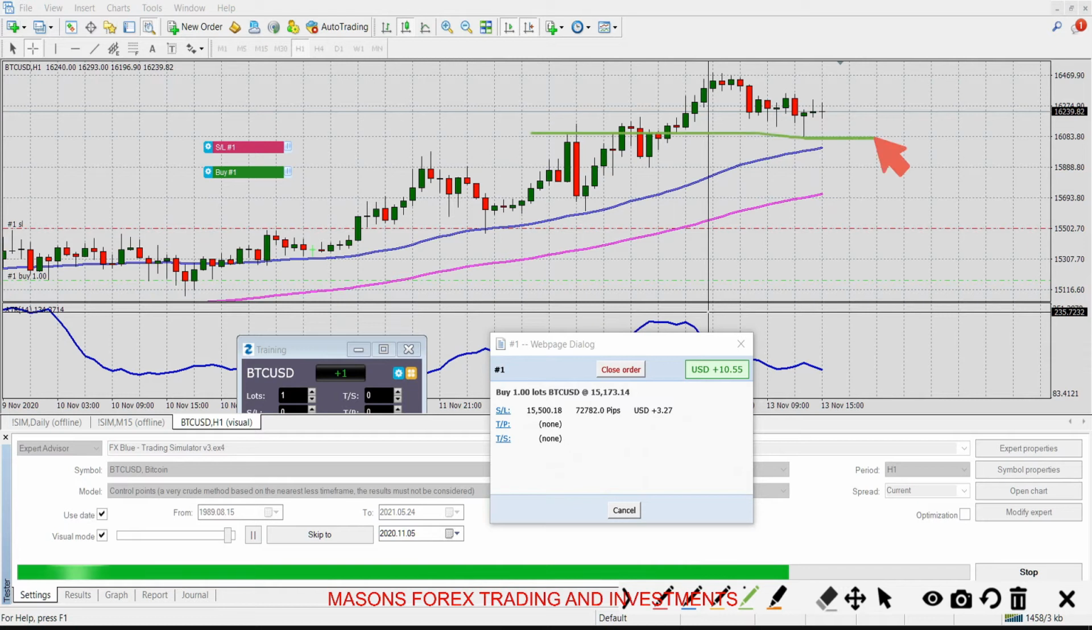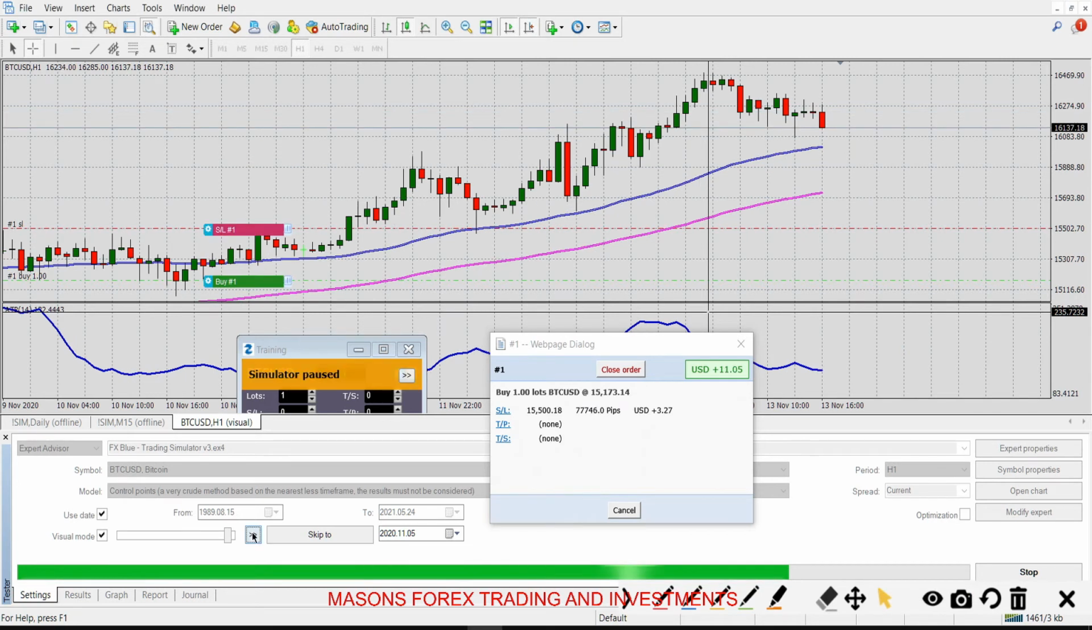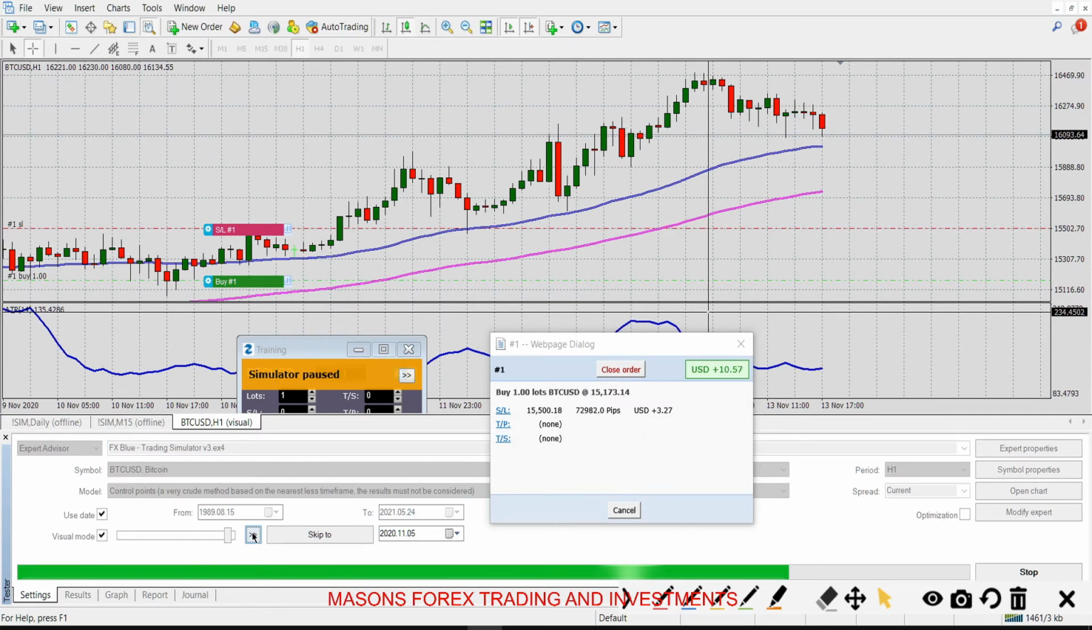We can see there is reaction. Price pushes up, moves away. Price pushes up, moves away. Price pushes up. It comes to this area. There is some significance here. Let's see if we can find another entry.